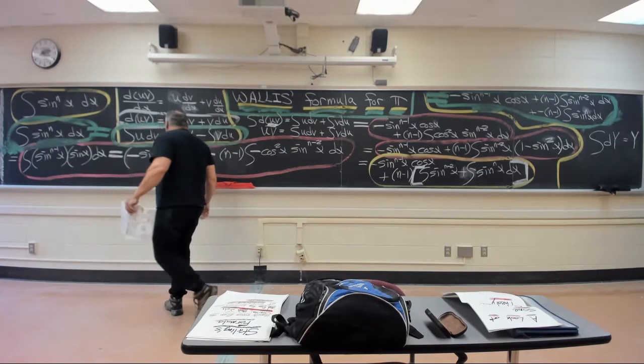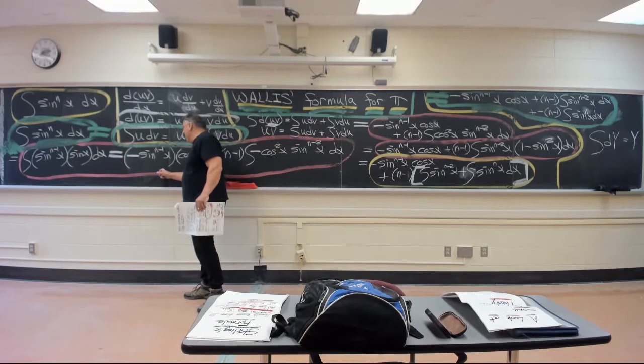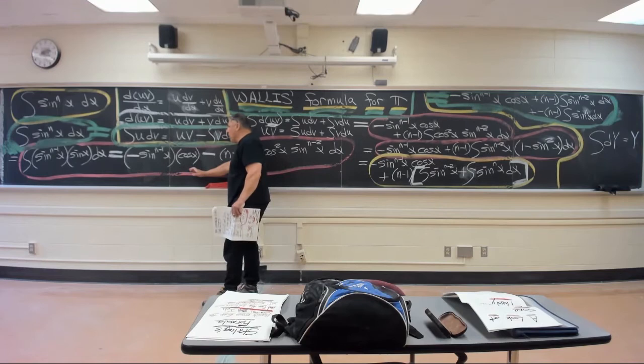Wait a minute. 0 to pi over 2? What's the 0? Cosine of 0 radians is 1. The sine of 0 radians is 0. Doesn't matter to what exponent you take it. 0 times 1 is 0. So on the 0 side, on the bottom side, you got 0.